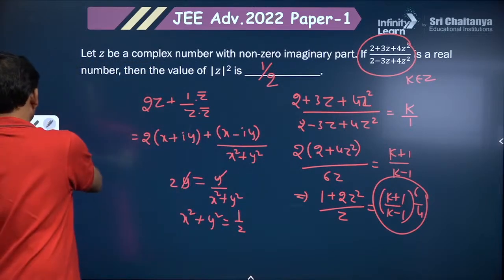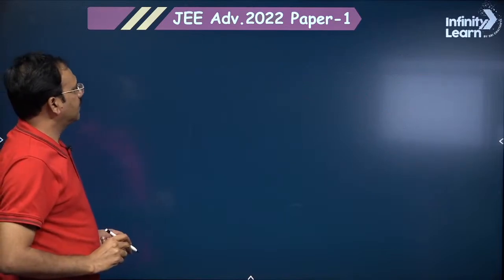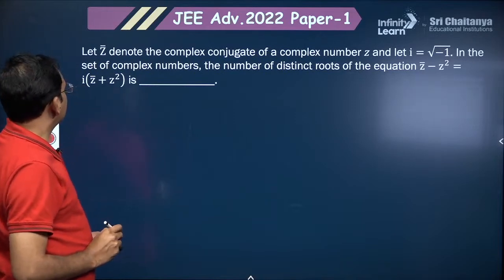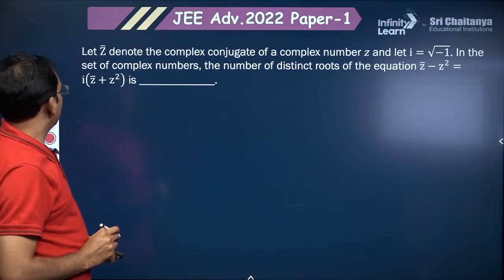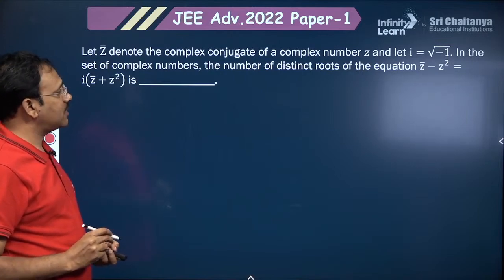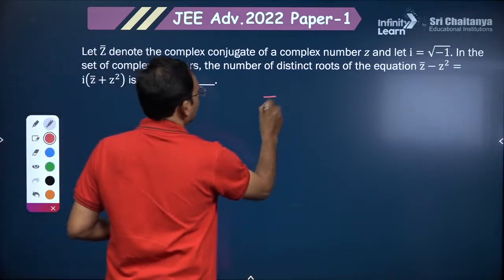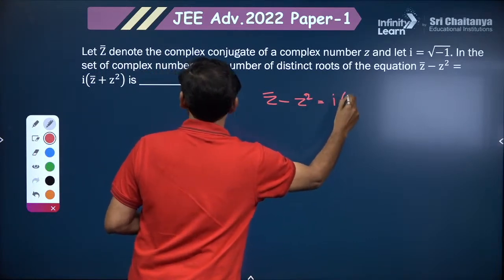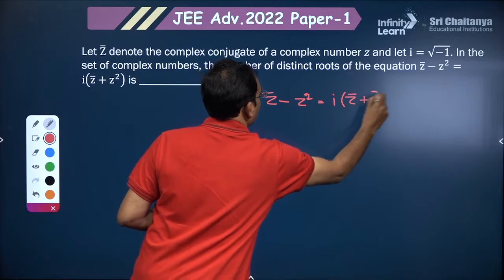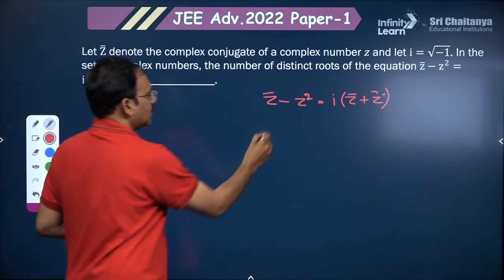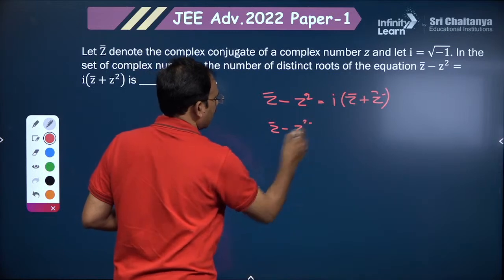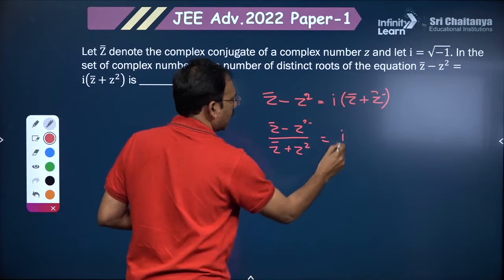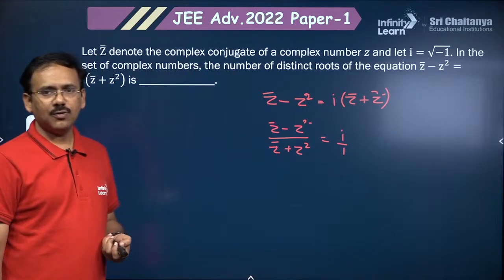Next you can say, yeah, you see this question, same kind of question from complex numbers. You see z bar denotes the conjugate. In the set of complex numbers, the number of distinct roots of the equation (z bar minus z square) is equal to i into (z bar plus z square). You can write, dear friends, here (z bar minus z square) by (z bar plus z square) is equal to i. Why don't you apply componendo dividendo?